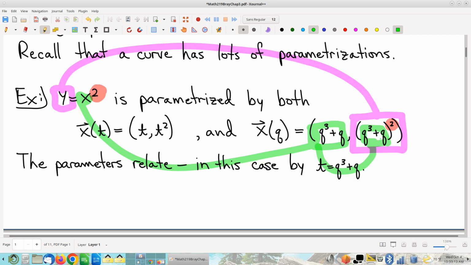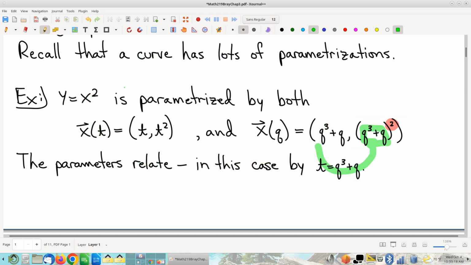Kind of a weird thing to want to do. I took something simple and I made it harder. Why would I ever want to do such a thing? The big idea is, if you have an algebraic relationship between two parameters, you can solve for one, plug it into the other, and you can reparameterize however you might want to.